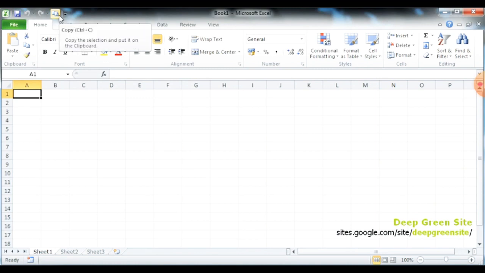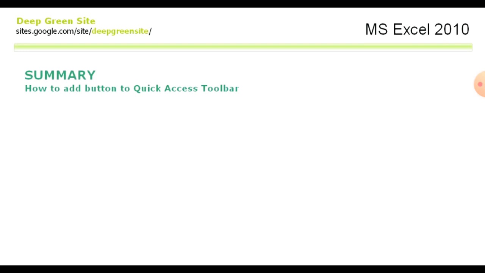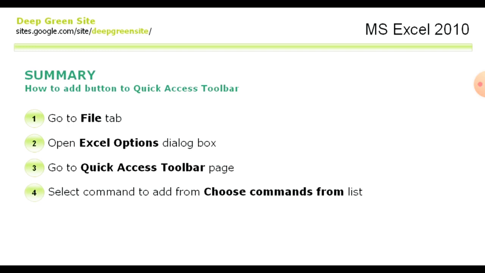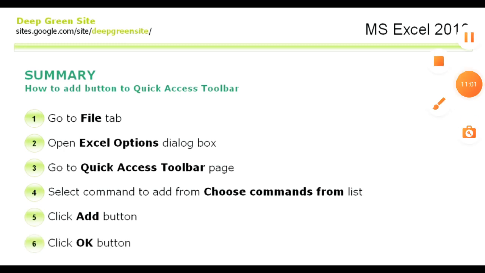This way we are able to add the Copy command, as you can see on the quick access toolbar. Children, as a summary, to add a button to the quick access toolbar: go to the File tab, open the Excel Options dialog box, go to the Quick Access Toolbar page and select the command to add from the Choose commands from list, click the Add button, and last click on OK.